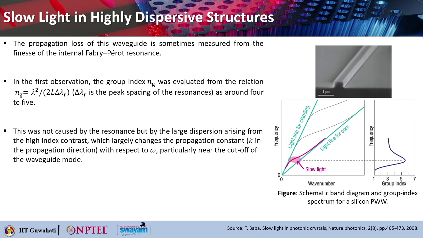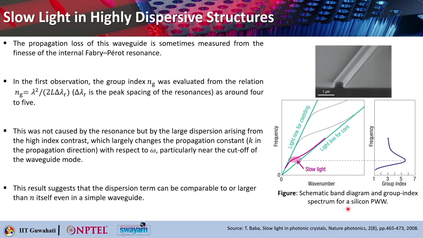Here you can see the schematic band diagram and the group index spectrum of the silicon photonic wire waveguide. This straight line shows the light line for the cladding, which can be air or silica. We are not mentioning which one exactly, and this is for the core. These are some of the guided modes, and you can see that this region gives slow light, which has a very high group index.